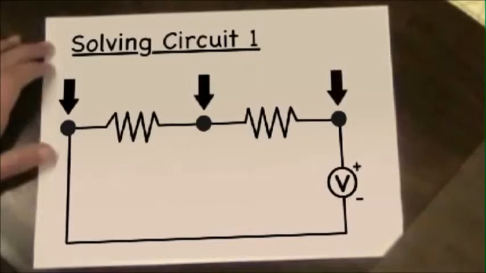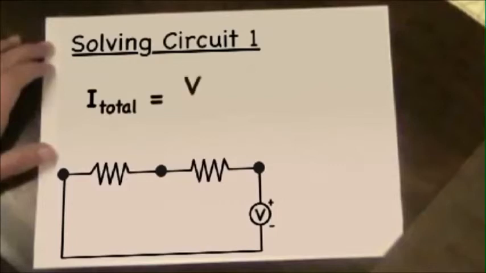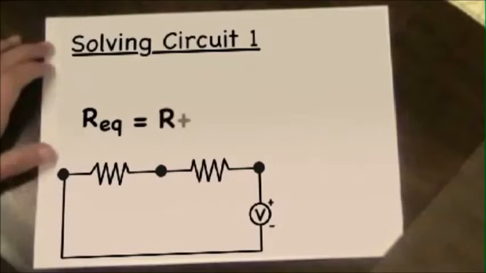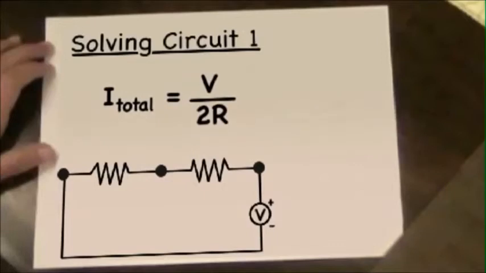The total current flowing through the circuit is given by I total, which equals the voltage, V, divided by the equivalent resistance. The equivalent resistance, Req, for the series resistors add together. So Req equals R plus R, which equals 2R. I total can be written as V divided by 2R then.